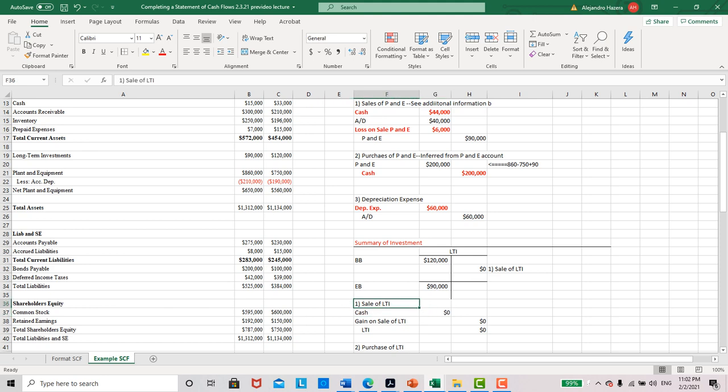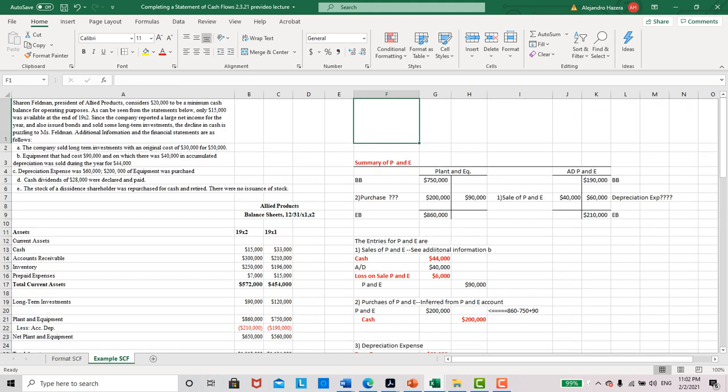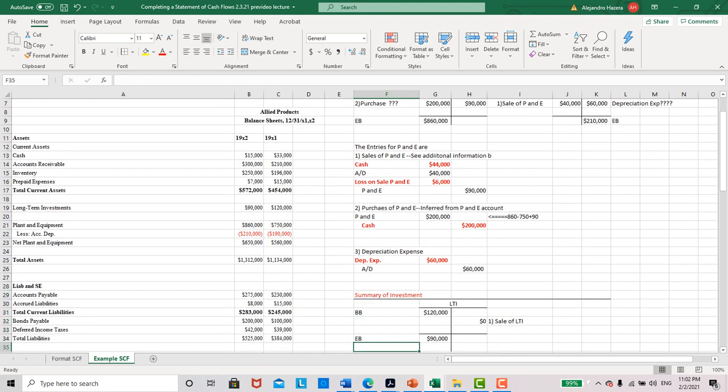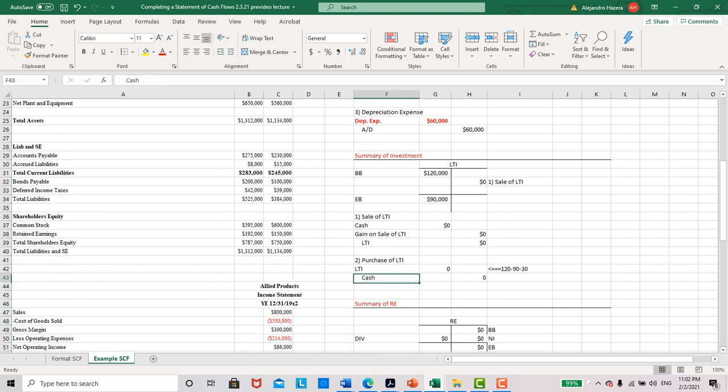Okay, so what does it say in the additional information? In the additional information, it says the company sold long-term investments with an original cost of $30,000 for $50,000. So here's the entry. They sold it for 50. The cost was 30. Okay, so there's $50,000 of cash that came in, and that's going to go, I'm going to put this in heavy red here too, because that's going to go into the investing section of the statement of cash flows.